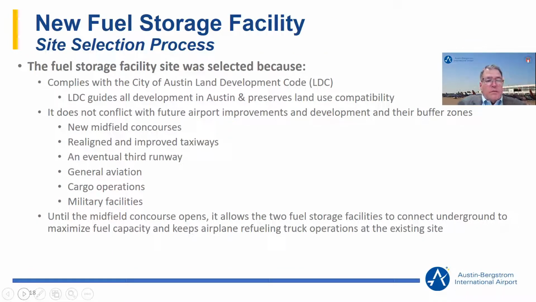Next, we're just going to go over the facility selected, because the site complies with the land development code that guides the development of developments in Austin, and also allows us to connect to the existing fuel farm. The existing fuel farm is critical. It allows us to maximize fuel capacity. This is important for us to keep the refueling trucks operational at the current location while we rely on that site for the next 15 to 20 years. And having that direct access, that it doesn't go under any occupied facilities or any environmental areas, is important.